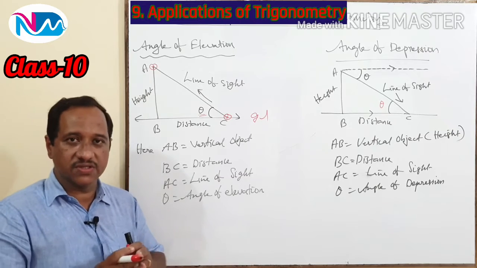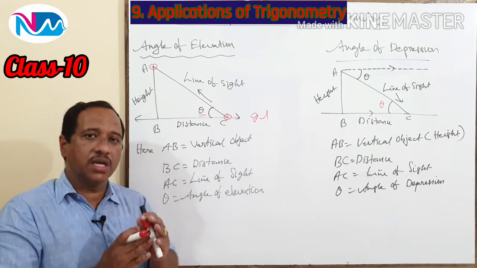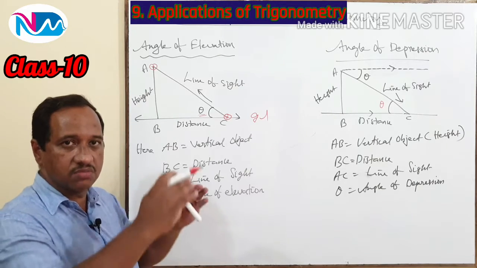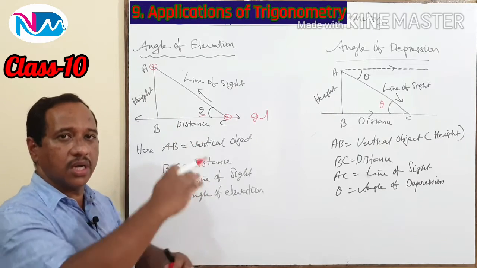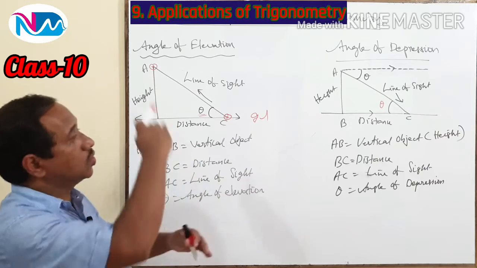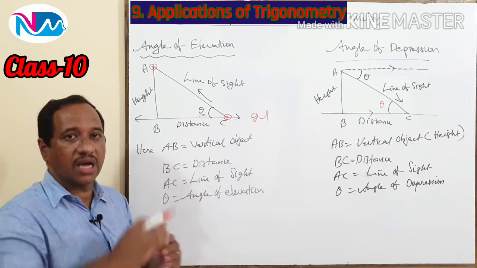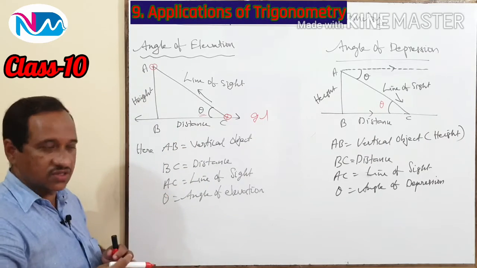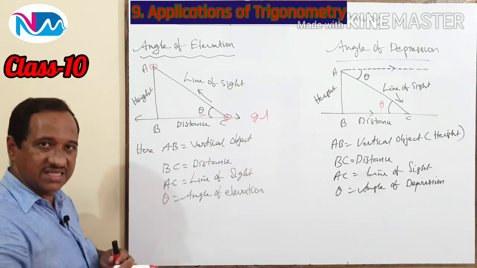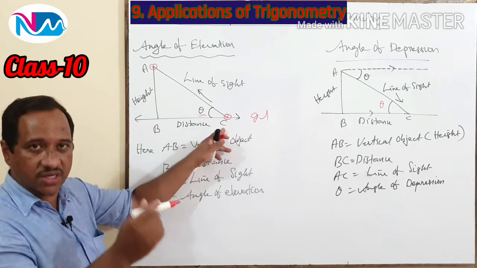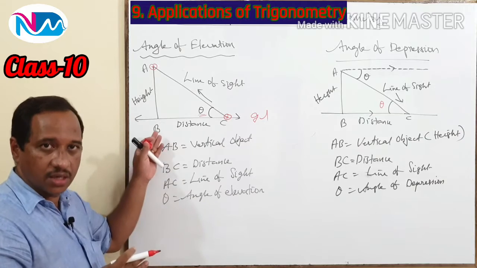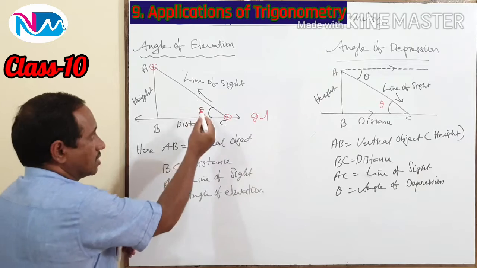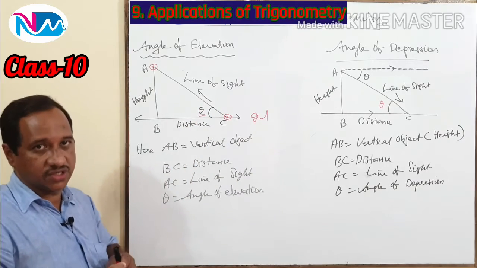So remember students, if angle of elevation is given, it means that the object is observed from the ground level or a lower level to a higher level or a higher point. In the figure AB represents the vertical object, BC is the distance of the point of observation from the foot of the vertical object, AC is the line of sight. So here theta is the angle of elevation.